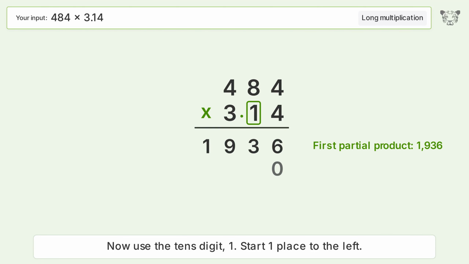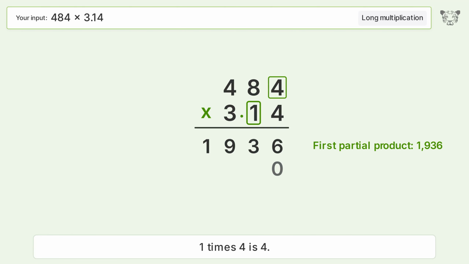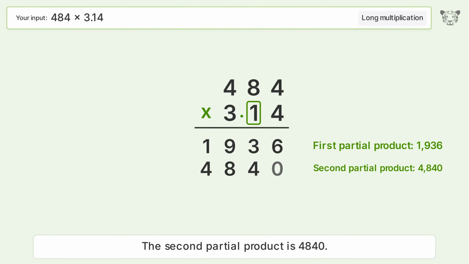Now use the tens digit, 1. Start one place to the left. 1 times 4 is 4. 1 times 8 is 8. 1 times 4 is 4. The second partial product is 4840.